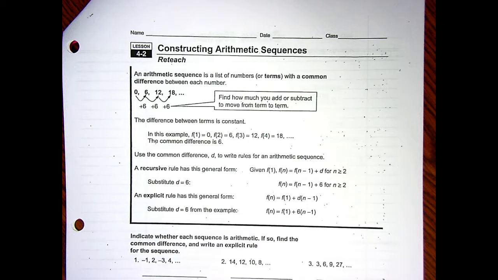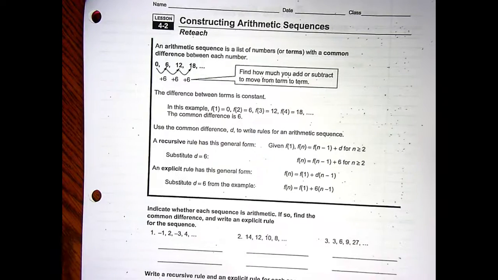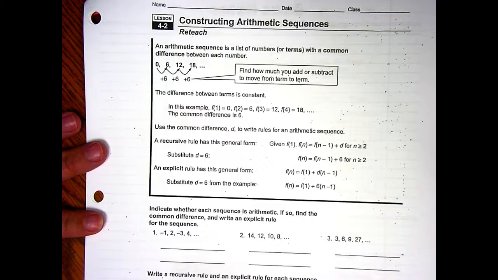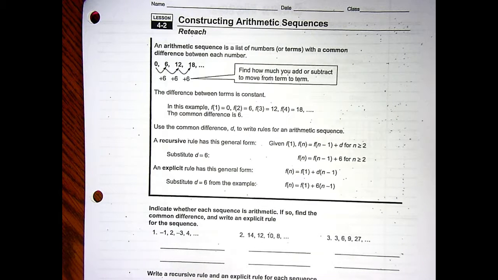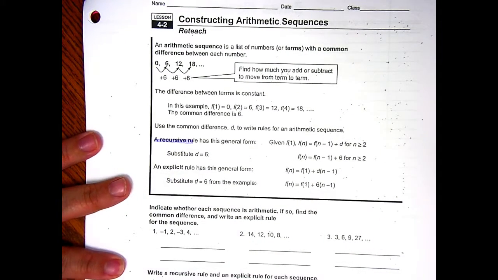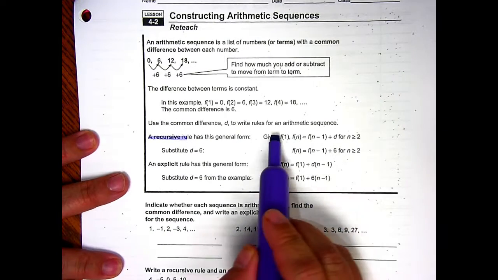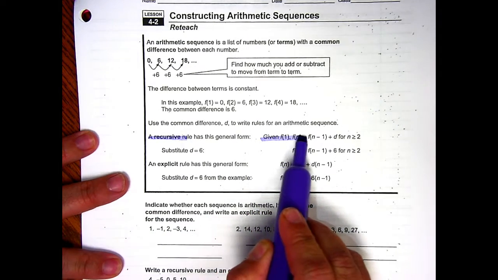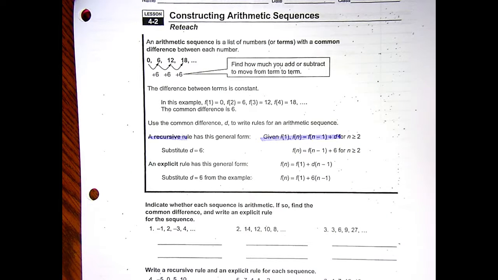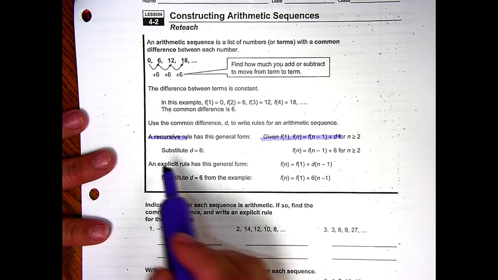All right, these are the notes for 4-2, constructing arithmetic sequences. There are two types of rules that we can use to construct arithmetic sequences. The first is a recursive rule. It has the general form, given f of 1, f of n equals f of n minus 1 plus d for n greater than or equal to 2.